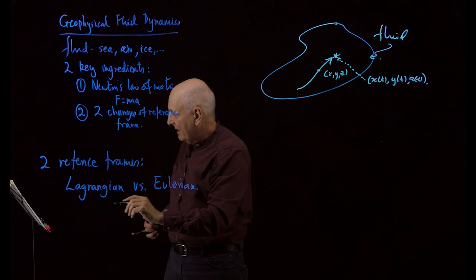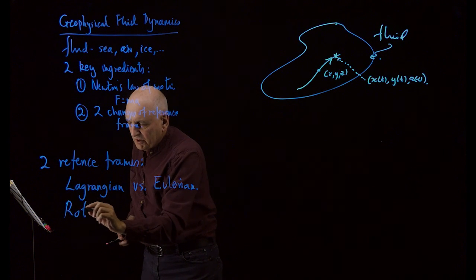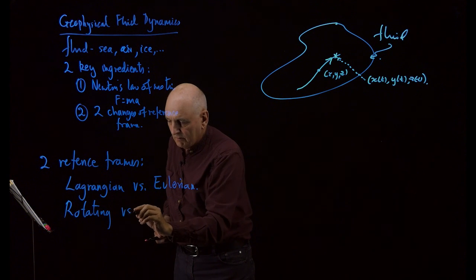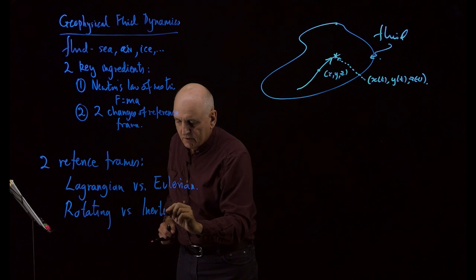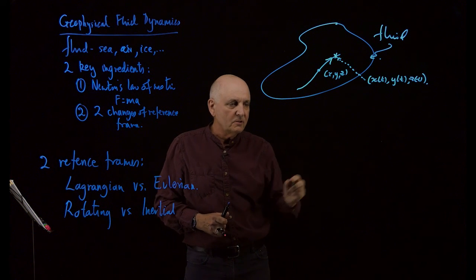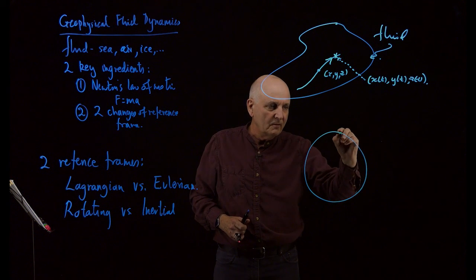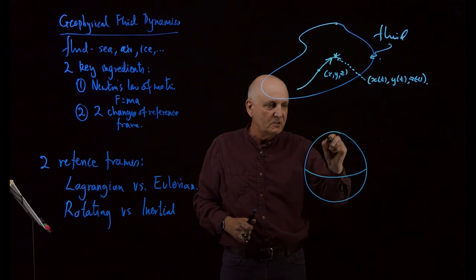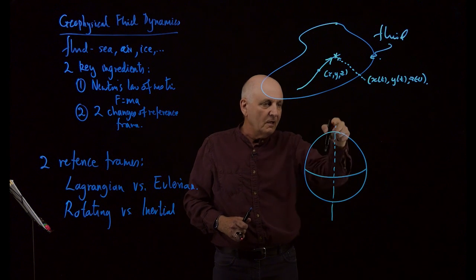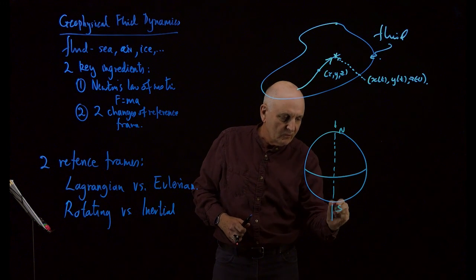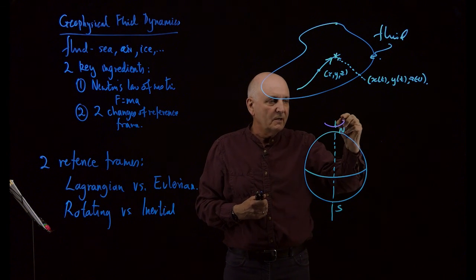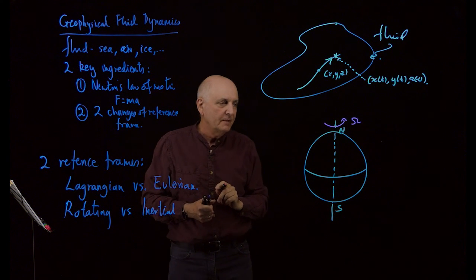The second change of reference frame, or switching between reference frames, is what we call rotational versus inertial. So this has to do with the rotation of the Earth. We are living on the Earth, it's basically a sphere, but it is rotating around a line through the north and south poles, and it is rotating with some kind of angular velocity omega, like that.